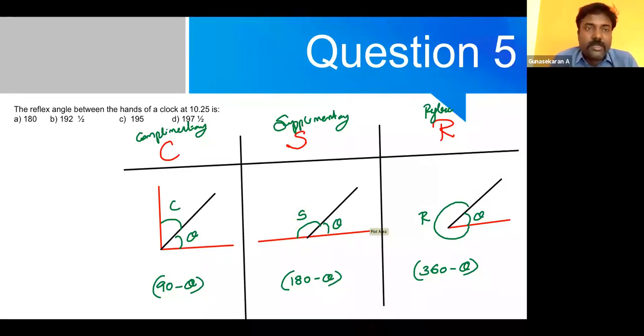It will be useful in trigonometry and area volume topic also, geometry related questions. Okay, just understand. Complementary angle means 90 minus theta, supplementary angle 180 minus theta, reflex angle 360 minus theta. Yes. So find the angle and then find the value. So what is theta? How much you got? Theta.